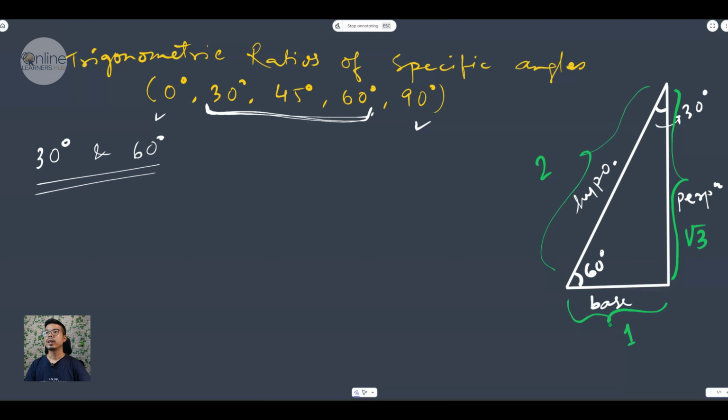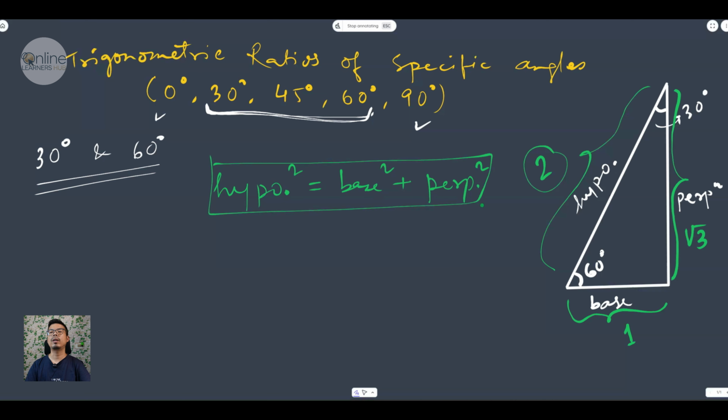Why am I saying this? See, if you use the Pythagoras theorem and find the hypotenuse, you will get exactly 2 if the sides are root 3 and 1. If you are not very sure what the Pythagoras theorem is, it is nothing but hypotenuse square is equal to base square plus perpendicular square. This relation is called Pythagoras theorem. Now I'll just prove what I have shown here.